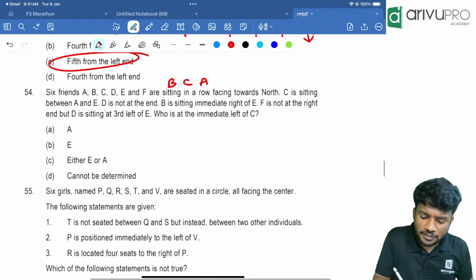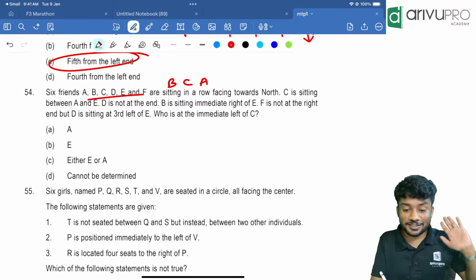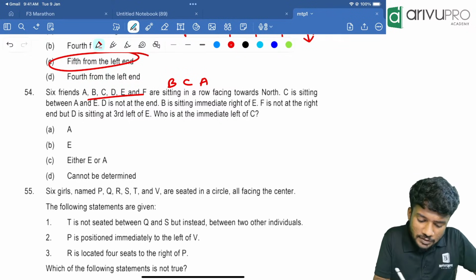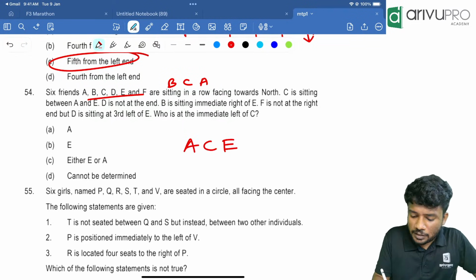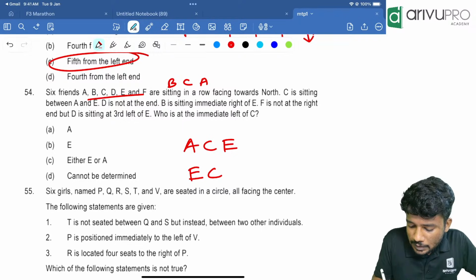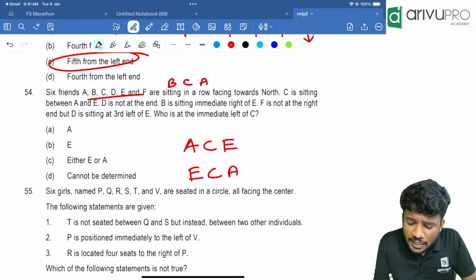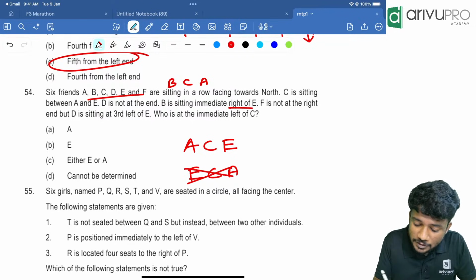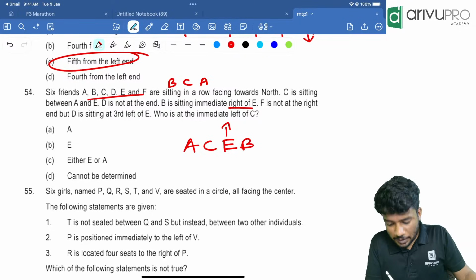Next one. Six friends A, B, C, D, E, F are sitting in a row facing towards north. Here it is directly given. They are looking towards which direction? The north direction itself. C is sitting between A and E. Either it will be ACE or it can be ECA. Then D does not sit at the end. B is sitting immediate right of, immediate right means this possibility is not possible.